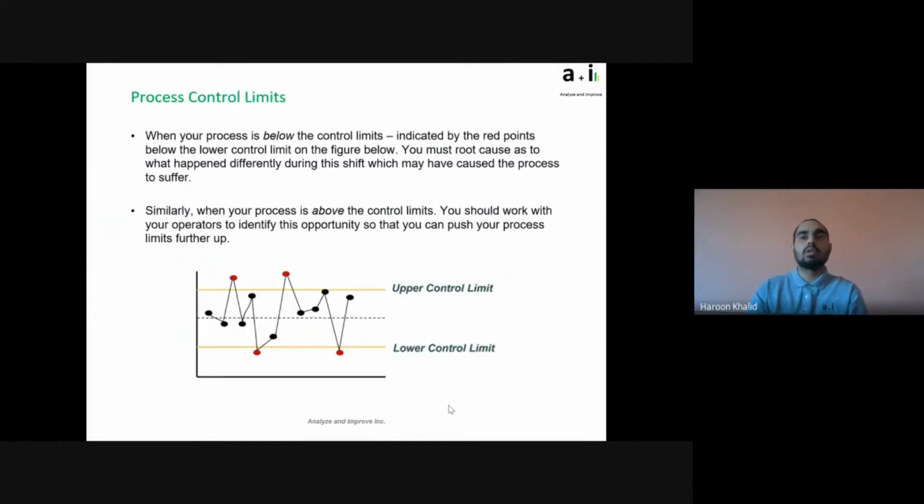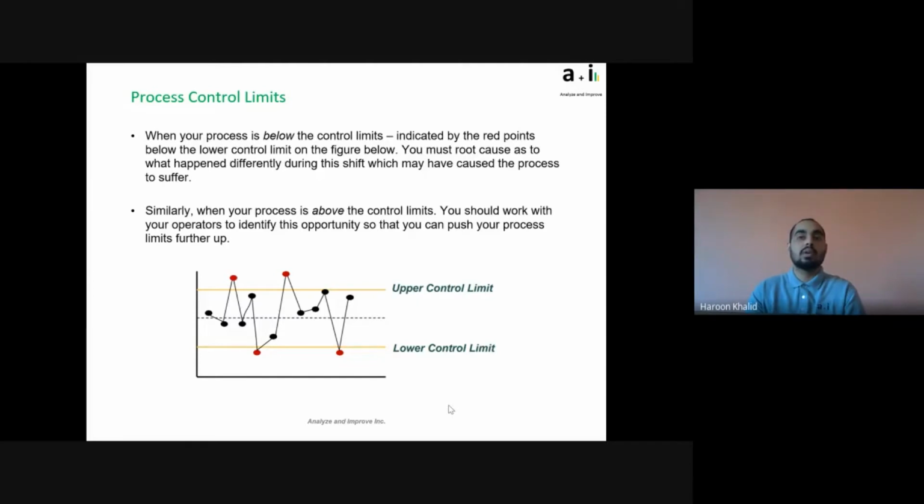So when your process is below the control limits, as indicated in the figure below, that's when we typically say our process is once again out of control, and we have some sort of waste happen throughout the day which causes us to miss our target. We want to understand and root cause what happened that caused the process to suffer.